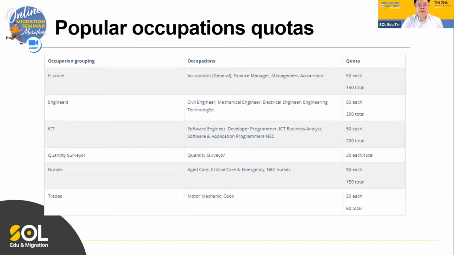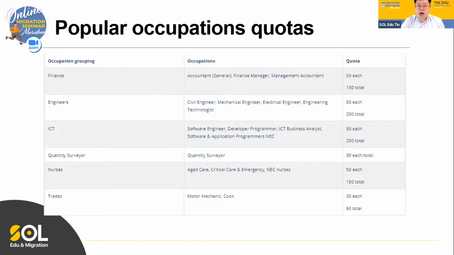So it will be very competitive for these popular occupations. For engineering professionals, if your nominated occupation is civil engineer, mechanical engineer, electrical engineer, or engineering technologist, also 50 each. Total is 200. For IT related, if your nominated occupation is software engineer, developer programmer, ICT business analyst, software and application programmers, also 50 each, total 200.